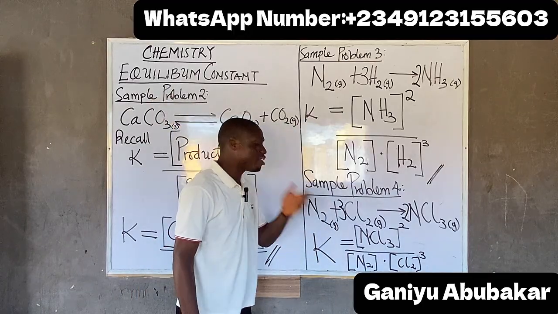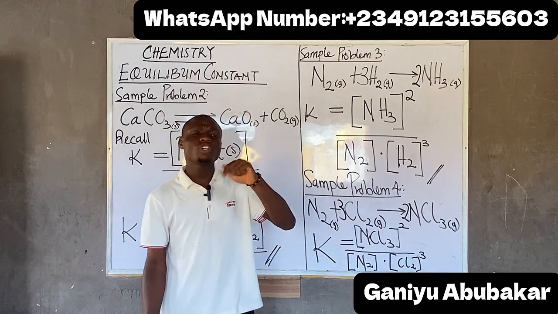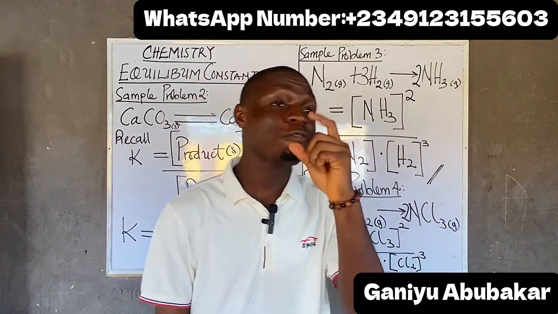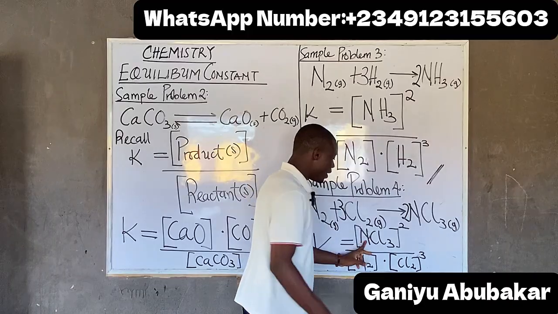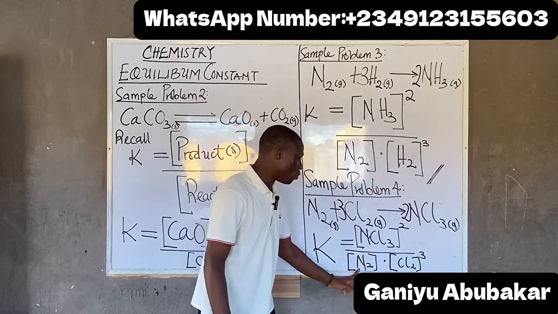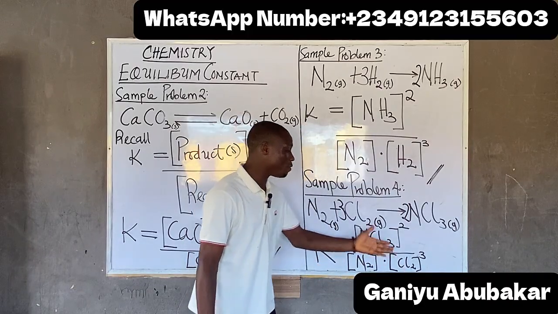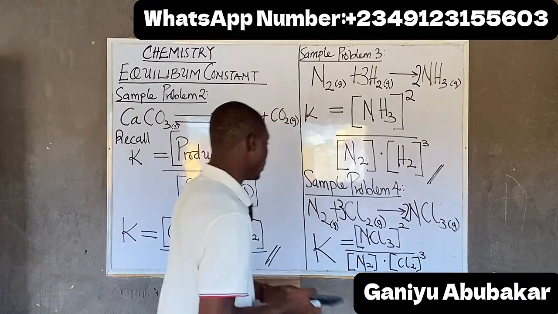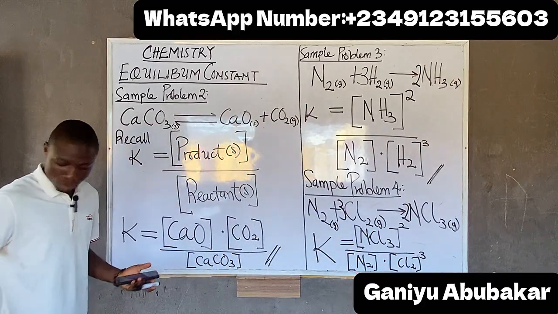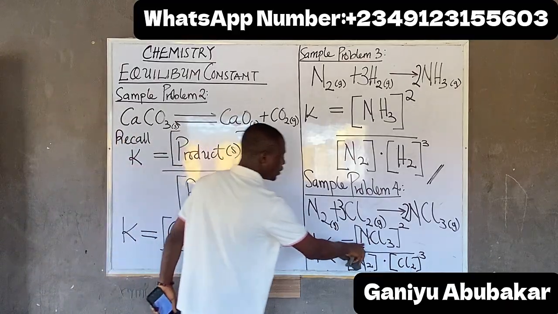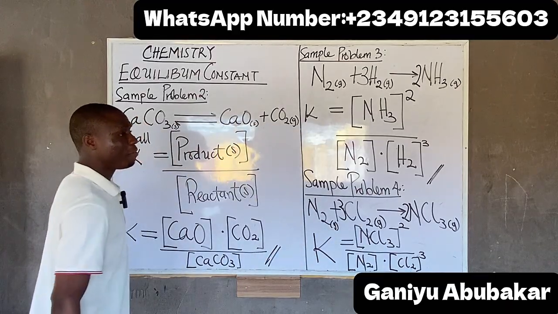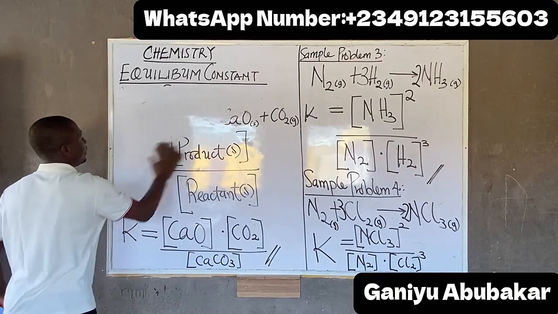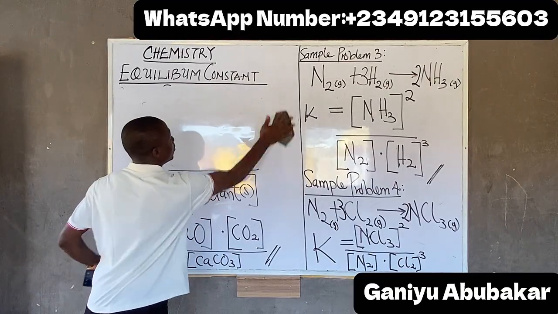By the way, I should have stopped here, but the question proceeded and gave us concentration values for NCl3, nitrogen, and chlorine. So we have to put in those values here and solve mathematically. NCl3 is about 0.50 mole. All right, let's get that done.